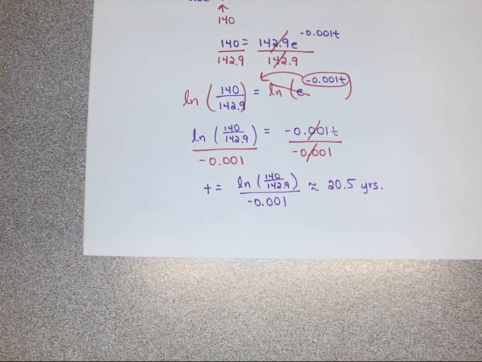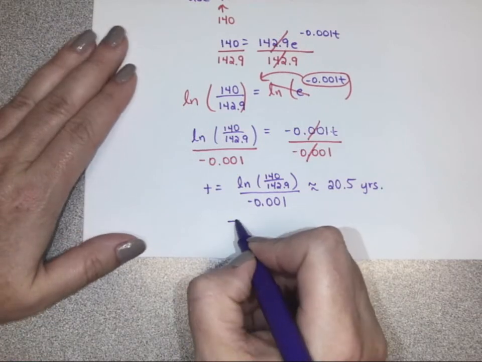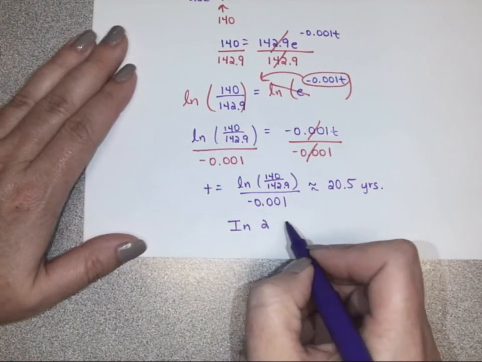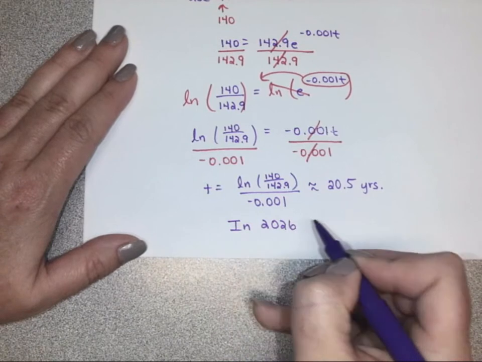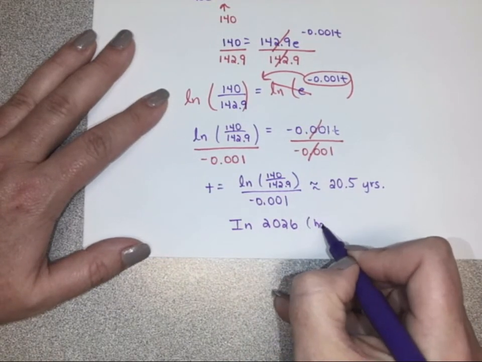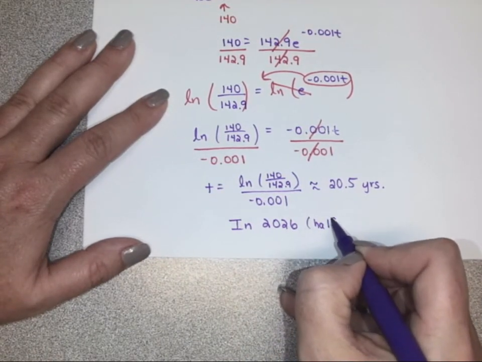So again, we don't just leave it there. We need to add that to what? What year did we start counting in this problem? 2006, right? So it's actually going to be in 2026. Okay. And actually, if you want to be more specific, it's actually halfway through the year.